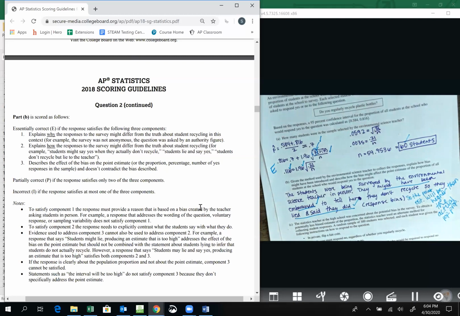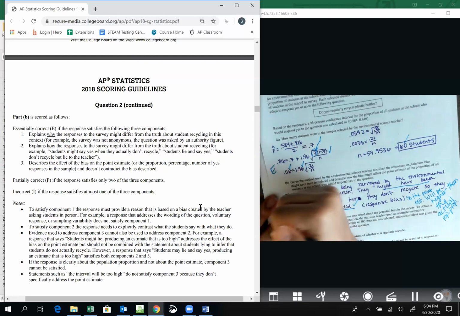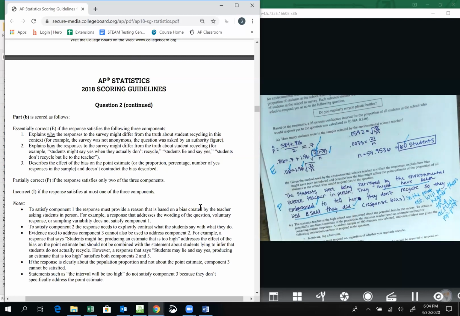They might have been embarrassed to tell her, so they lied and said that they did. Not sure if that counts or not. I would rather underestimate my score so that I overcorrect and make sure I have it next time. So they might have been embarrassed to tell her they didn't recycle, so they lied and said they did, meaning the point estimate will be higher than the actual population proportion. I'm going to give myself partially correct here.